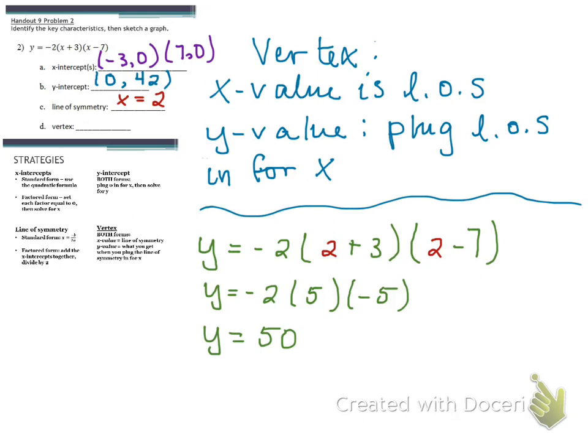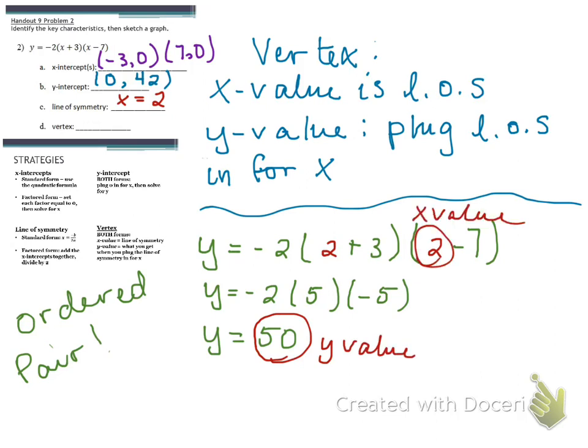So you have y equals negative 2 times 5 times negative 5, which is negative 50. You want to put this as an ordered pair. So 2 is your x value, and 50 is your y value, so you should get 2, 50.